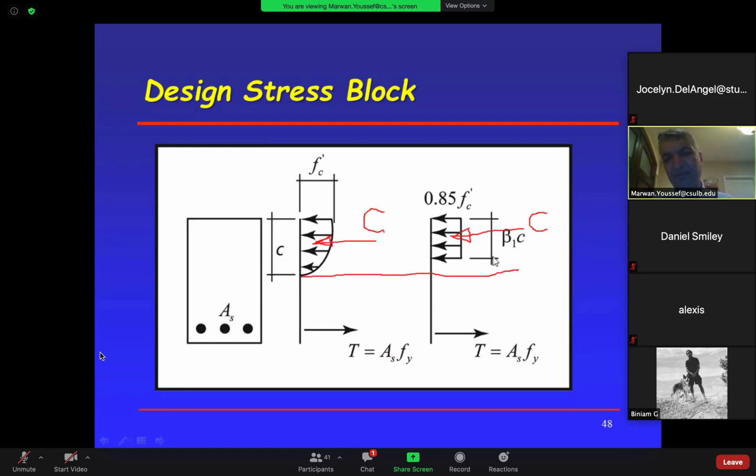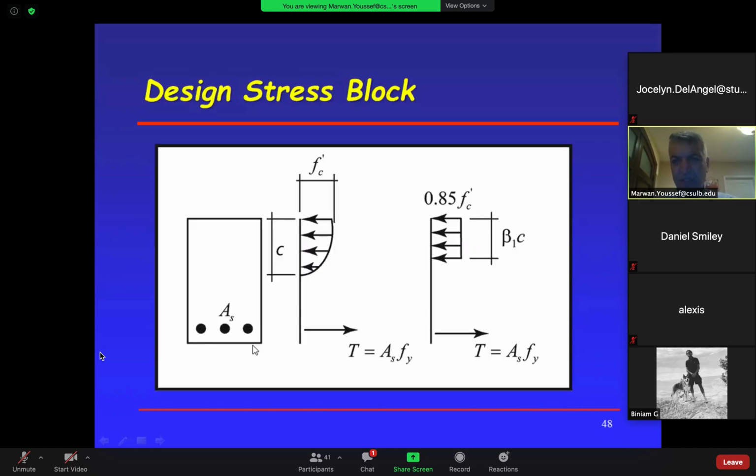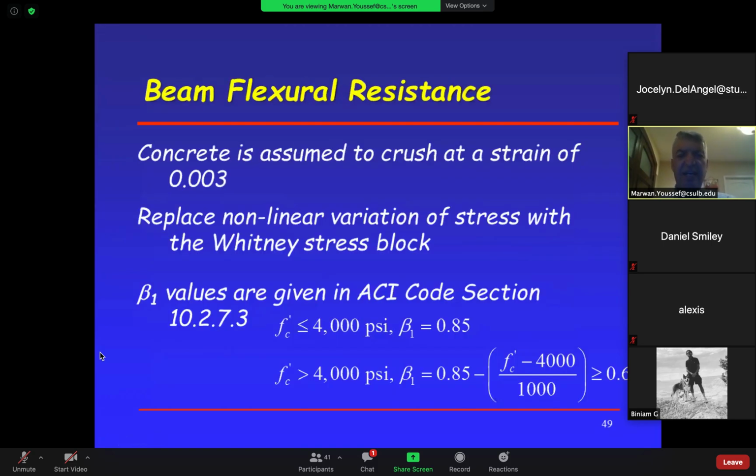Any question on that? Any question? All right, so this is that. Let me erase this. All right, so that's that. So Whitney said the stress block is 85% of F prime C, and then the rectangular stress block extends beta 1 times C. That's beta 1 times C. All right?